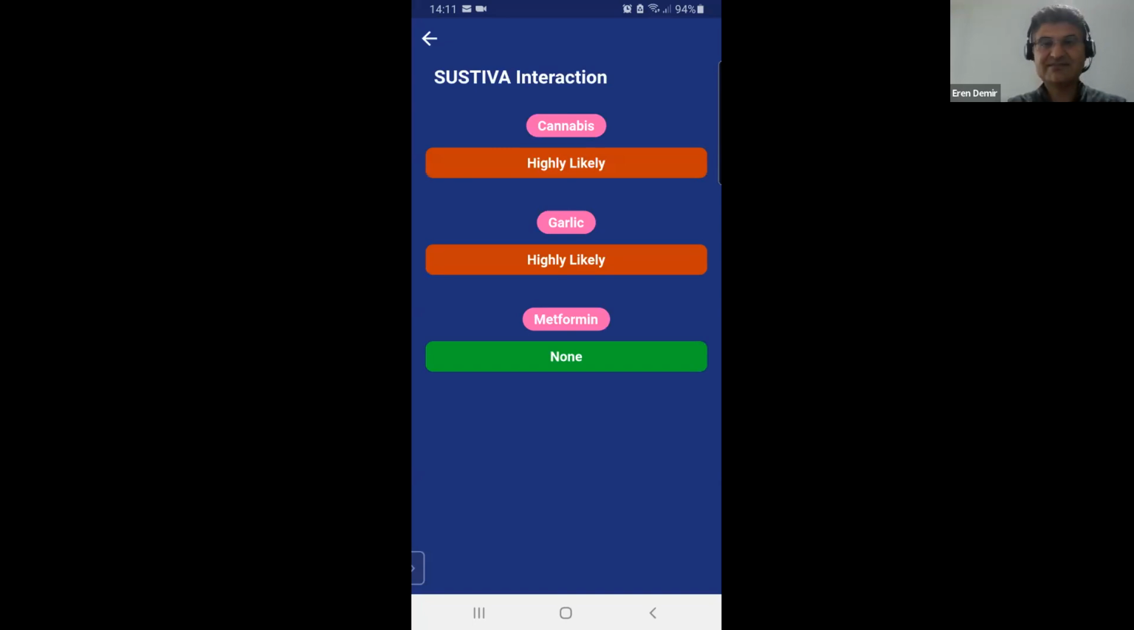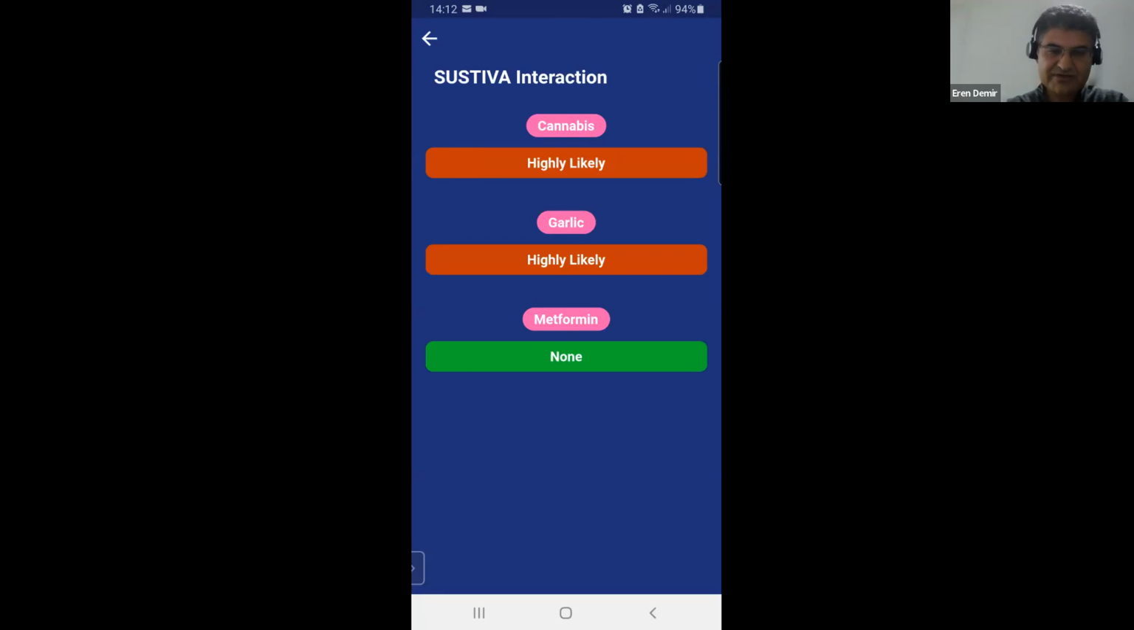Nobody can see this app apart from me. Now it says it's highly likely that it interacts with my HIV medication, SmartHIV, but so is something as simple as garlic. This is something we consume almost on a regular basis. That also seems to be interacting with my medication, so that's something I need to take extra care of. Maybe I've got diabetes and I'm using a medication called metformin. That doesn't interact with my HIV medication.